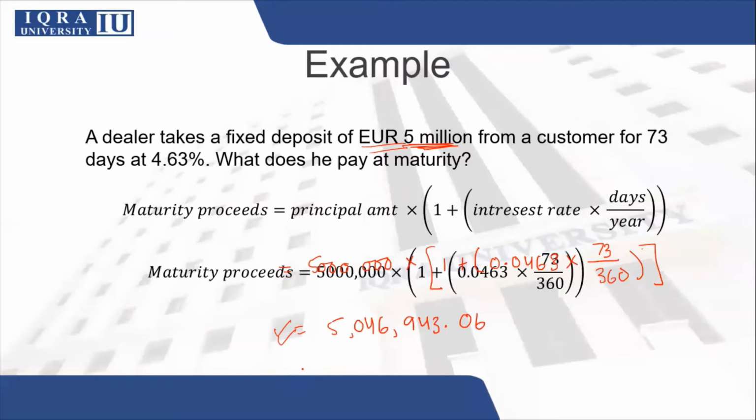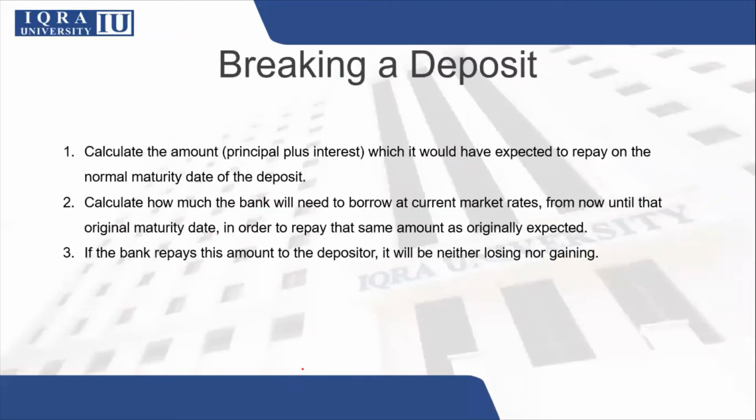Now, this was simple. What about if you're breaking a deposit? So, if you're going to withdraw money before the maturity time. The first scenario was in which you were going to keep the deposit till it matured. But what if you require the money urgently and then you break the deposit? So, how much amount are you going to get in that case?